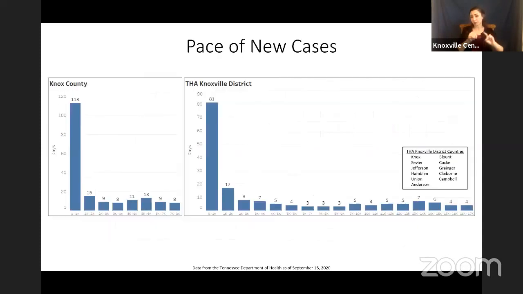Next slide, please. For the pace of new cases, you'll see first in Knox County, that last bar, the 8, it took us 8 days to add the next 1,000. So that's a new bar from last week, and 8 is as low as we've been for the number of days to add cases. The district, that 4 on the far right-hand side is also new from last week, 4 days to add the next 1,000. Next slide, please.